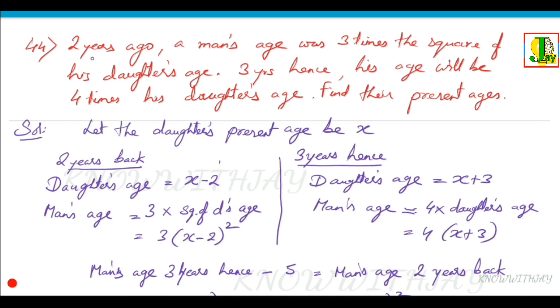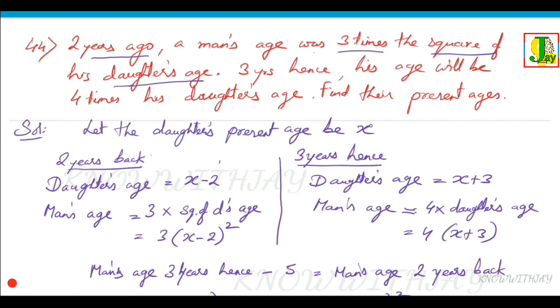Here is the last question of this section. We have 2 years ago, okay, before 2 years, a man's age was 3 times. So when you are reading out the question, you just underline those important points. So 3 times the square of the daughter's age.